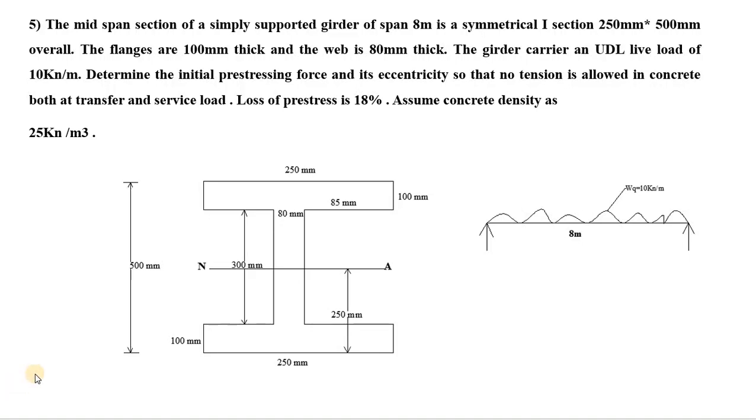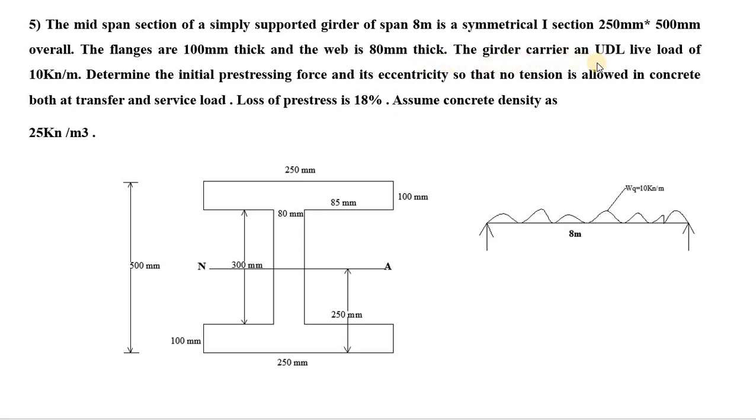Hello everyone. Let's start with one more problem of Module 1. The midspan section of a simply supported girder of span 8 meter is a symmetrical I section 250 mm by 500 mm overall. The flanges are 100 mm thick and the web is 80 mm thick.